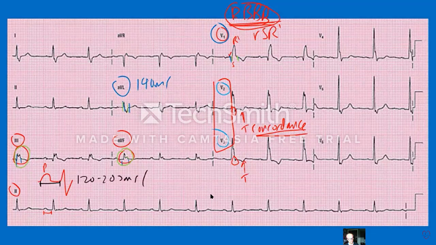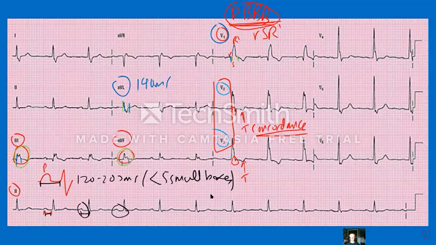So that is less than 5 small boxes. And as you can see here, it is actually prolonged. A little difficult to see, but this is a prolonged PR interval. And there's also evidence of intra-atrial conduction delay, or IACD. This could be due to left atrial enlargement or any problem in the atrium.